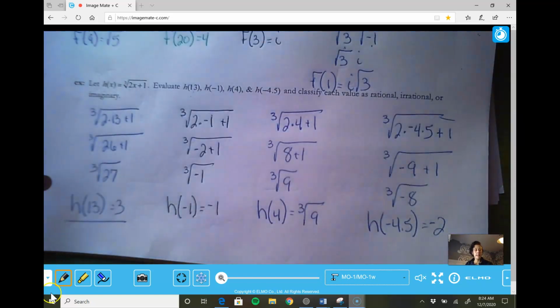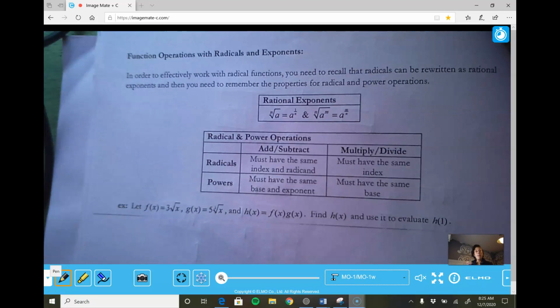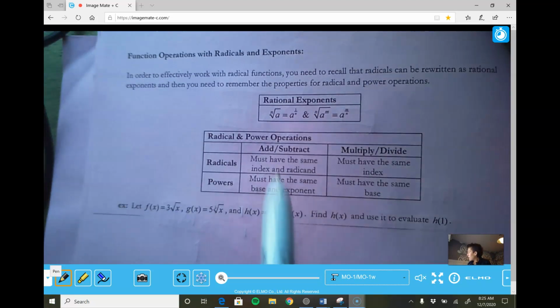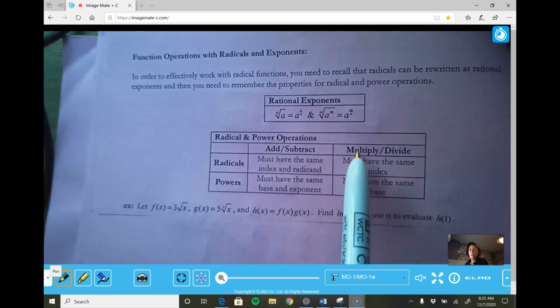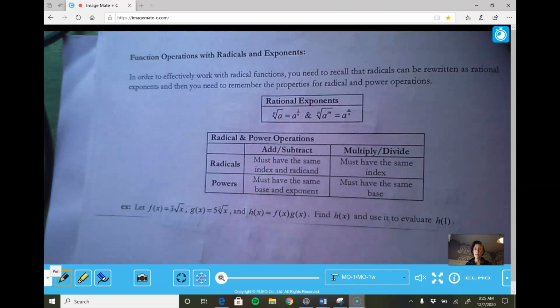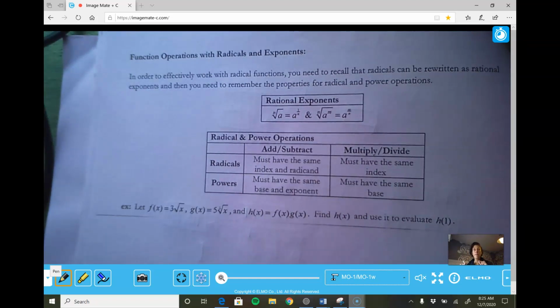All right, so on this page, we're going to talk about the function operations. And there are two types. There's adding, subtracting, and there's multiplying, dividing. So multiplying and dividing is always going to be easier than the adding and subtracting, because adding and subtracting is very, very picky. You must have like terms.